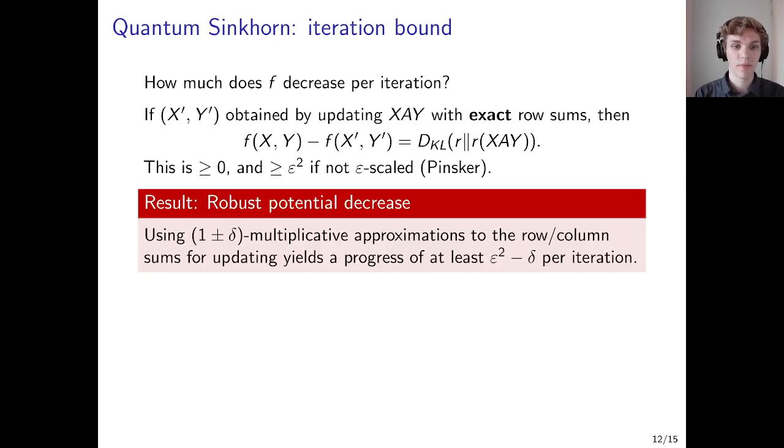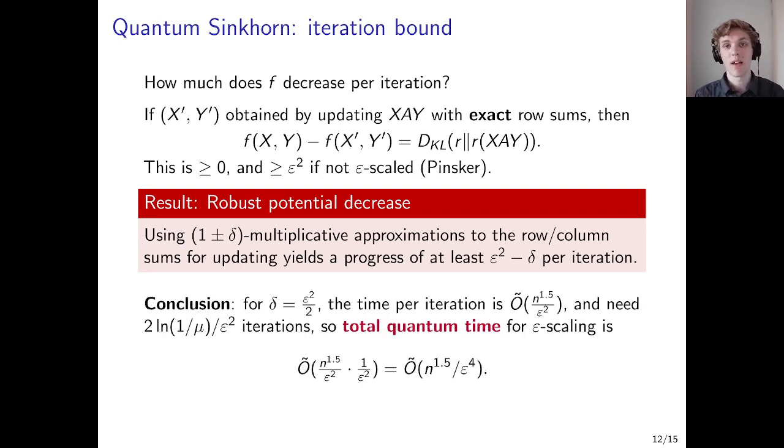Now, what is our contribution? We show that if, instead of using exact row sums, you use multiplicative approximations to the row or column sums, then you still get a progress of roughly epsilon squared minus delta. So this gives directly a good choice for delta, which is epsilon squared over 2, because if I make this choice, then in every iteration my potential drops by epsilon squared over 2, and it can only drop by the logarithm of 1 over mu. So within log 1 over mu over epsilon squared iterations, I must become epsilon scaled.